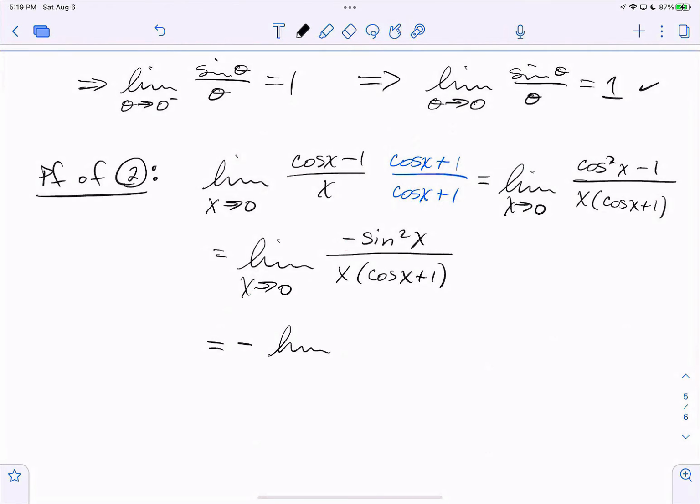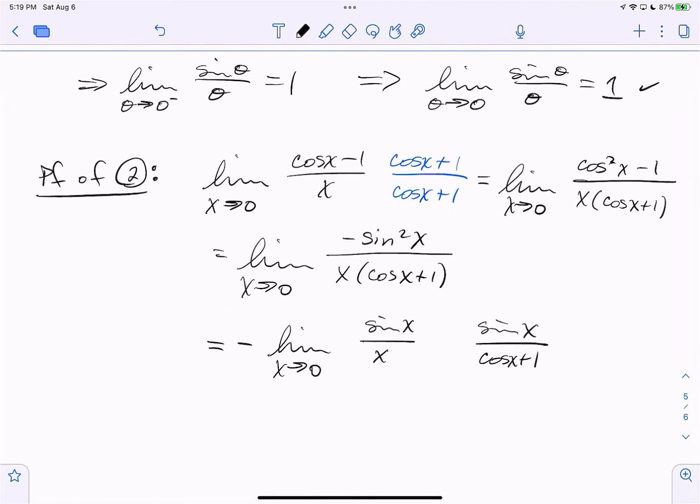And then I've got the limit as x approaches 0. What I'm going to do is take the sine squared of x and split it up into the sine of x times the sine of x. Why the gap? You'll see in just a minute. The denominator I'm going to split up as well. So I have x times the quantity cosine x plus 1. So I have sine of x over x, and then sine of x over the cosine of x plus 1.